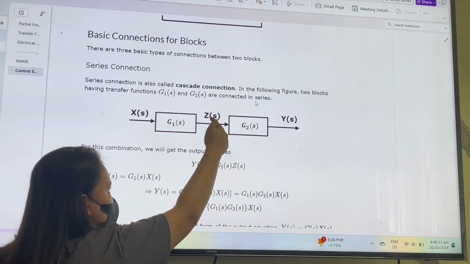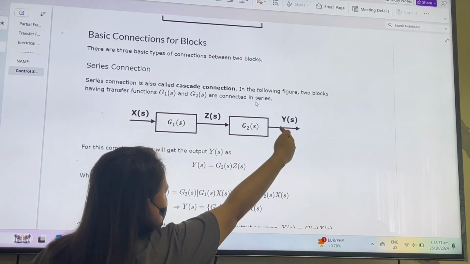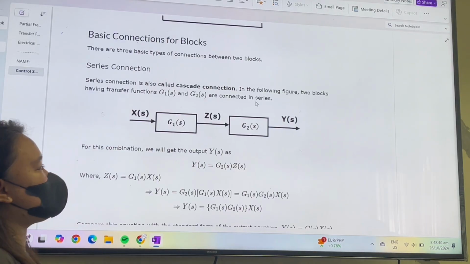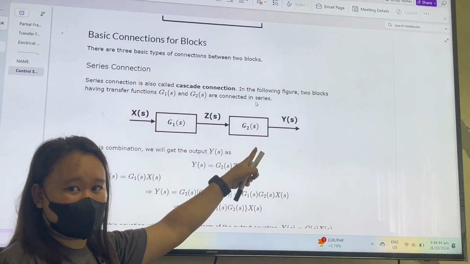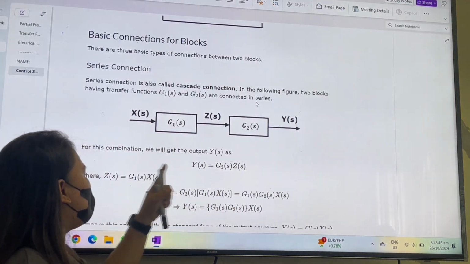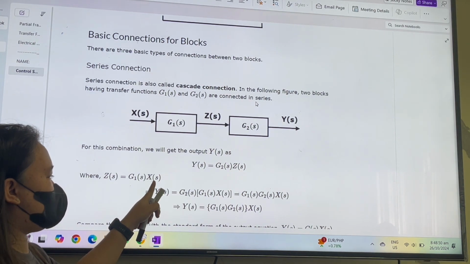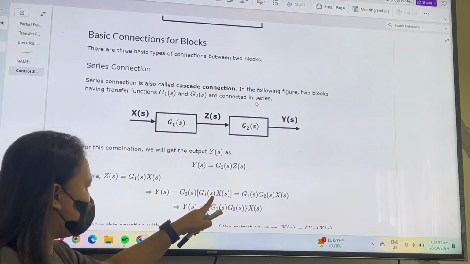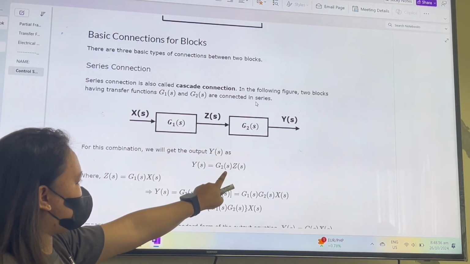The output Z of s becomes the input to our G2 of s. If you multiply it by G2, its output is Y of s. So basically, our Y of s is equal to Z of s times G2 of s. Now since Z of s is equal to G1 times X of s, we substitute it.